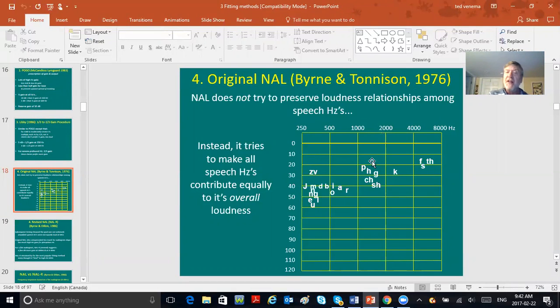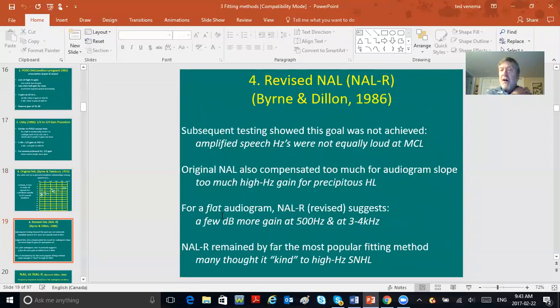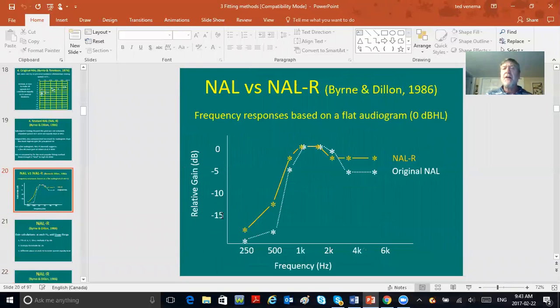Well, NAL says, even though that's the way normal hearing people hear speech, we really don't care. When we aid speech, we're going to aid speech so that all adjacent speech frequencies contribute equally to its overall loudness. And that's what sets NAL apart among fitting methods. So later on, NAL was revised. And that's why you always saw NAL-R. And what did they base that on? They based that on this slide here.